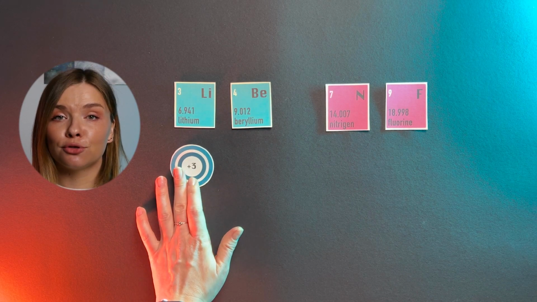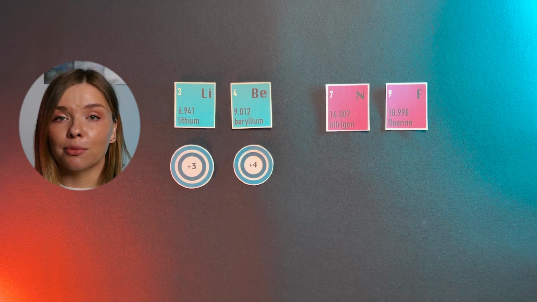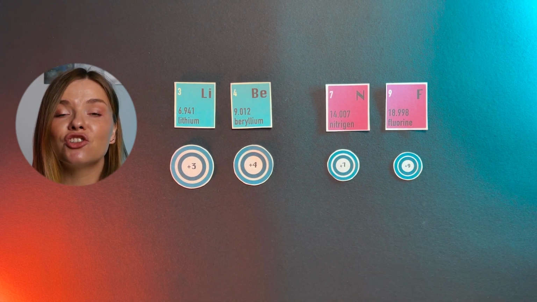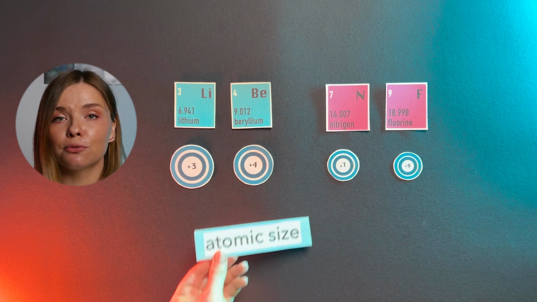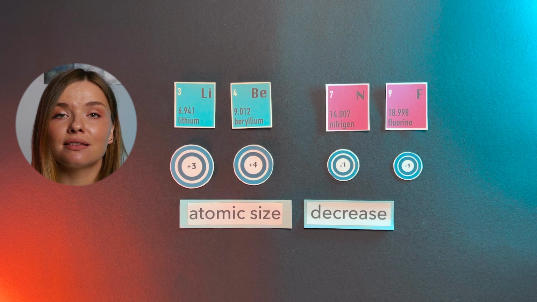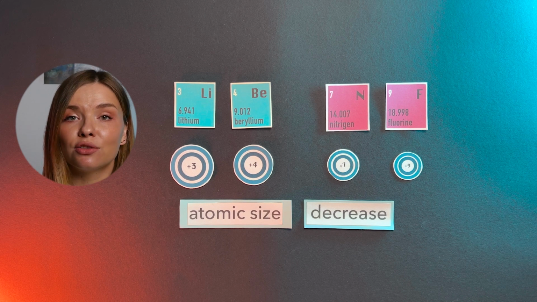Moving from left to right, the size of the atom decreases, and the larger the radius, the less energy is needed to remove an electron from the outermost electron shell, because in this way the electrons are less attracted to the nucleus.